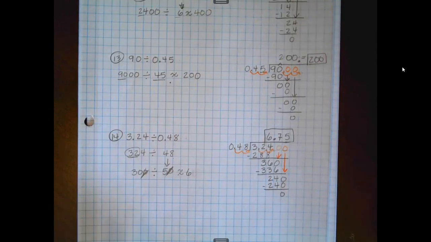All right, ladies and gentlemen, it is time for you to try your practice problems. You should be at a point now where you're getting very good with this division with decimals. And you see today how annexing those zeros help you to continue to divide decimals.